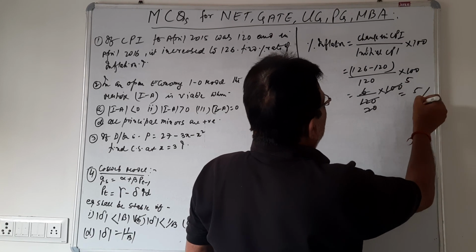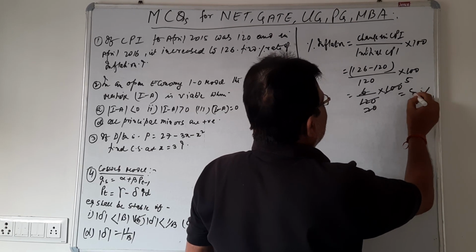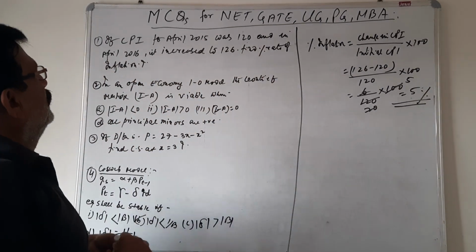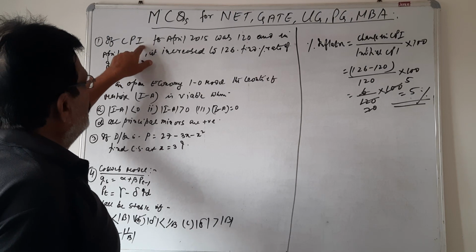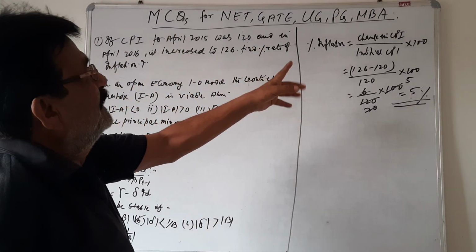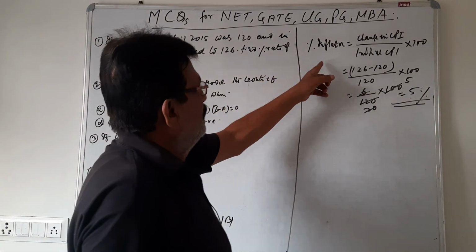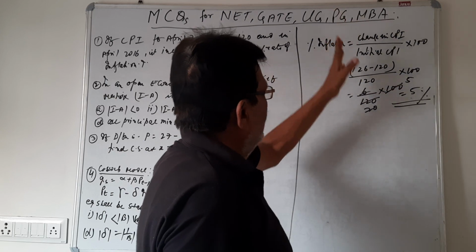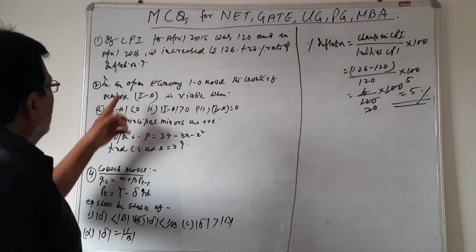So the rate of inflation is 5%. Yes, 5% is the rate of inflation. So this is how, when the consumer price index for 2 periods is given, the rate of inflation in the form of a percentage is found: change in CPI divided by initial CPI into 100. This is how we calculate.